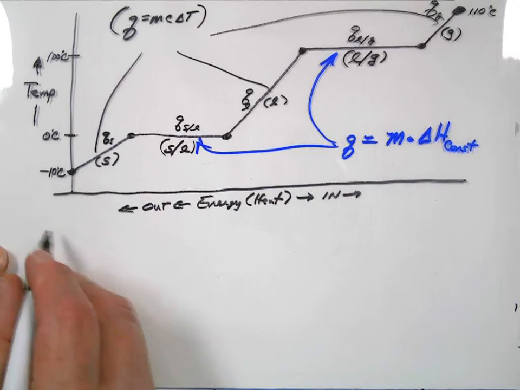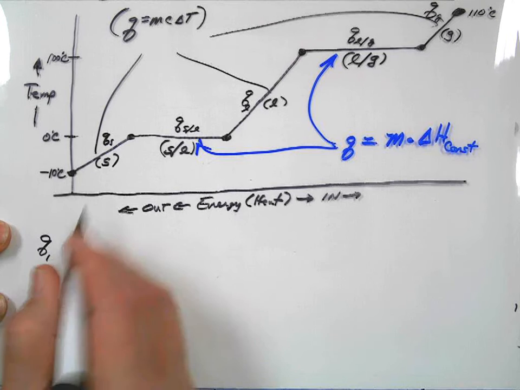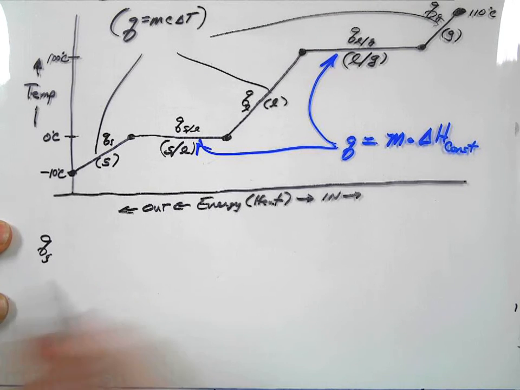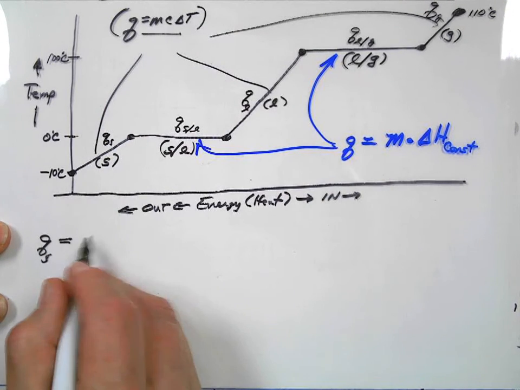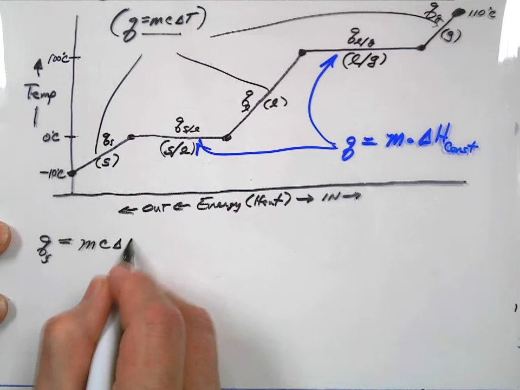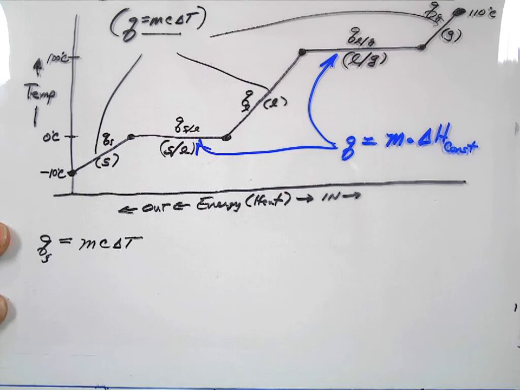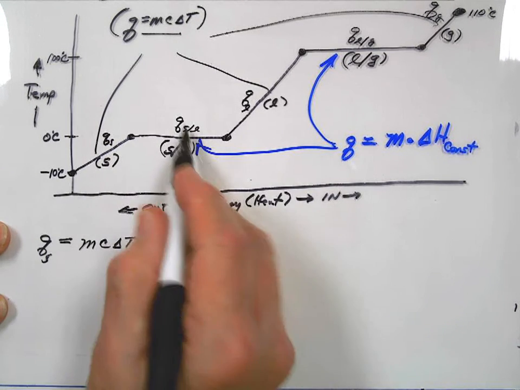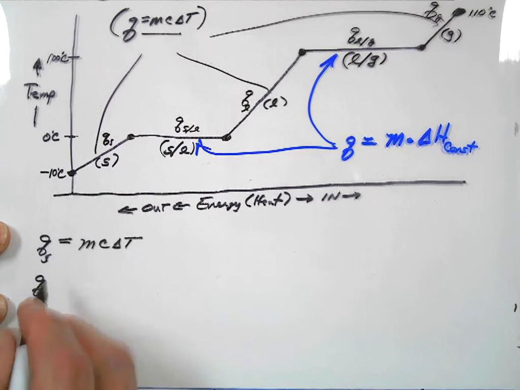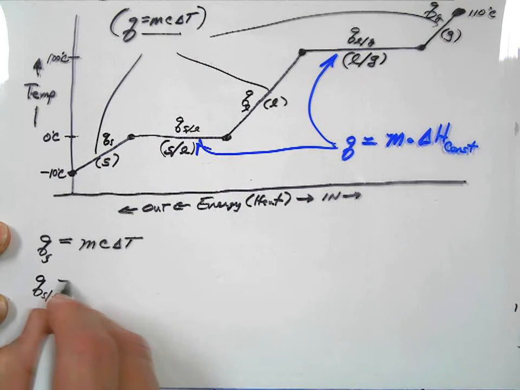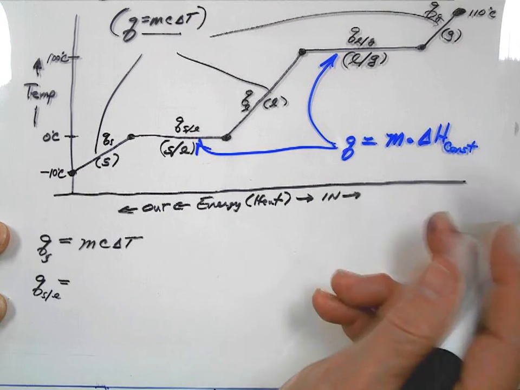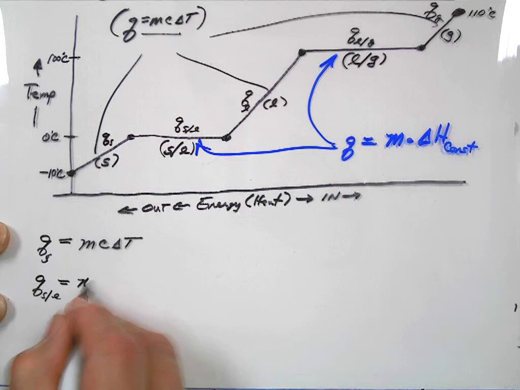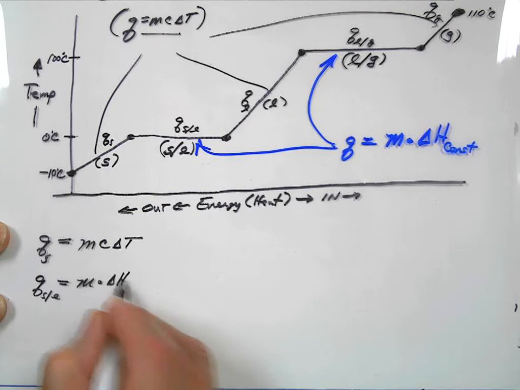So our first Q value is, of course, the warming of the solid, and it involves a temperature change. Since it involves a temperature change, mc delta T is the equation of choice. Now when we get into the solid liquid, that will be the second one, the melting. We will use the phase transition equation, which is simply m times delta H of fusion.